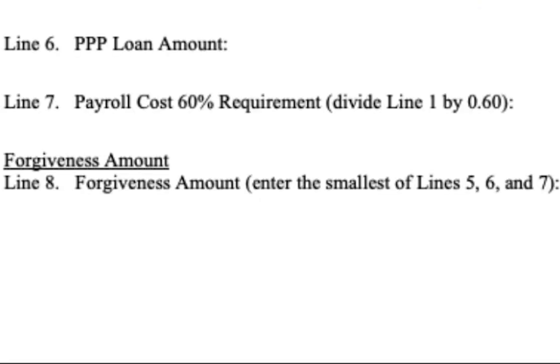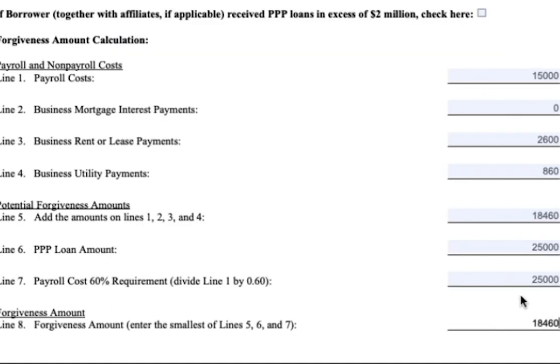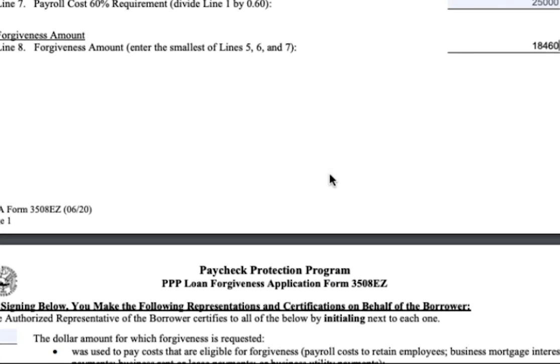Okay, so the forgiveness amount. They're saying on line 8, forgiveness amount, enter the smallest of lines 5, 6, or 7. So whatever the smallest amount is, that's what they're going to forgive you. Okay? So the smallest amount here is $18,460. Okay? So she still has to pay some of that money back.